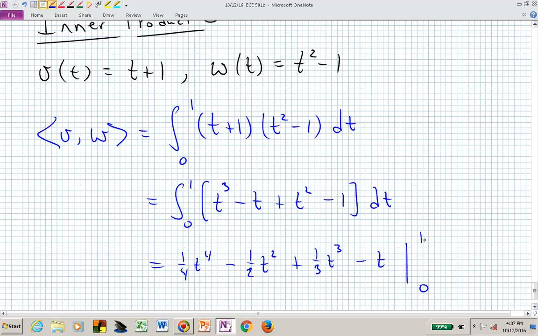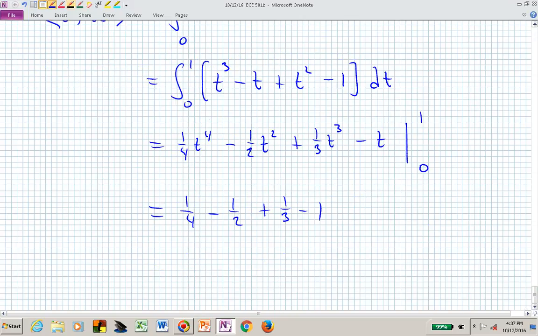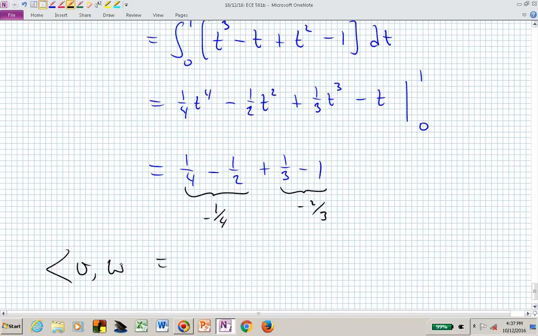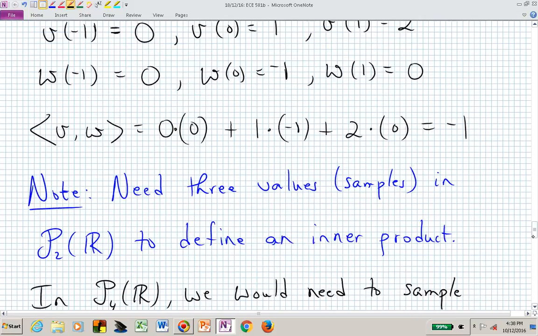And we will evaluate that at 0 and 1, which means the lower limit we don't need to worry about. Those all evaluate to 0, and we have 1/4 minus 1/2 plus 1/3 minus 1. Or if we pair those up, we now have minus 1/4 and minus 2/3, so that the inner product of v with w is minus 1/4 minus 2/3, which with a common denominator is minus 3 and minus 8, or minus 11 over 12, using inner product number 1. And what was the inner product of v and w using inner product number 2? This one gave us minus 11/12. The earlier one gave us minus 1.